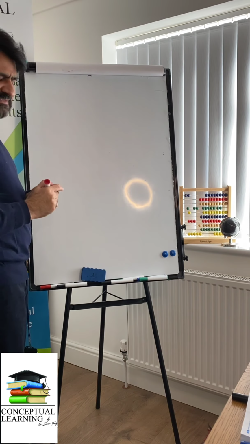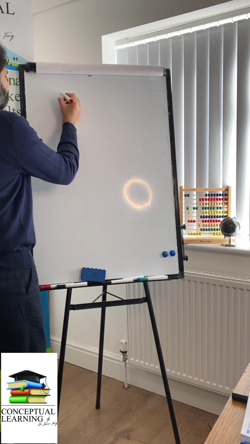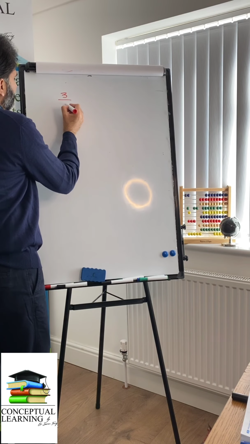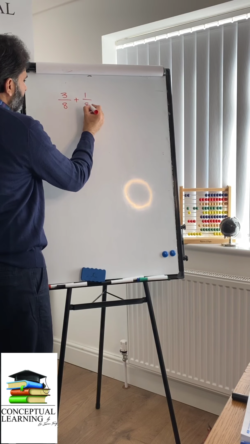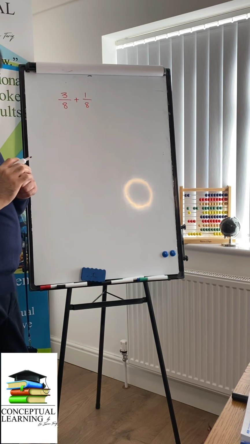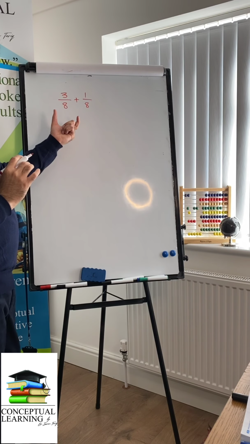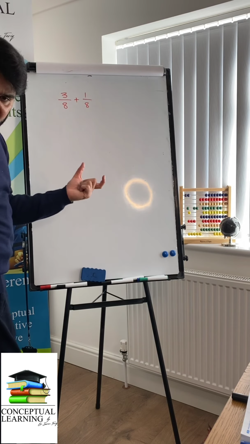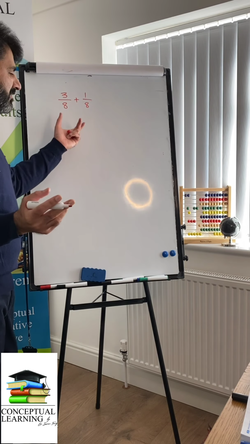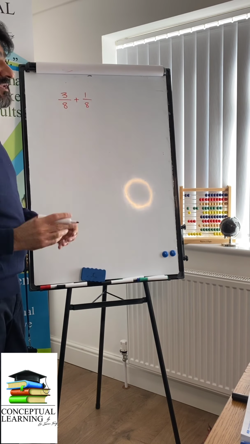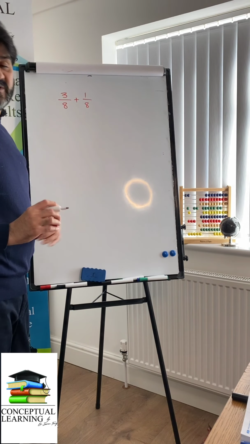I'll start with a simple example. I say here 3 in 8 plus 1 in 8. If you have that kind of case, if we already have a common denominator, if the denominator is the same, that's quite easy. Just write down the same denominator, just add up or take away the numerator according to the sign.